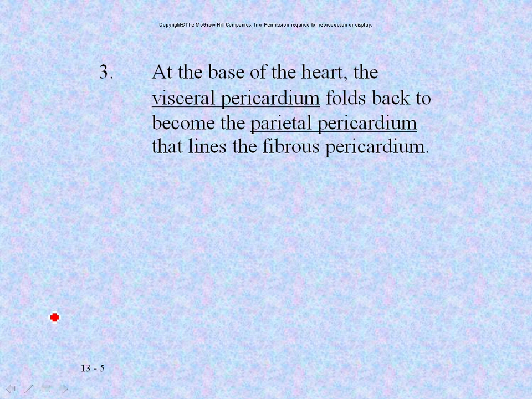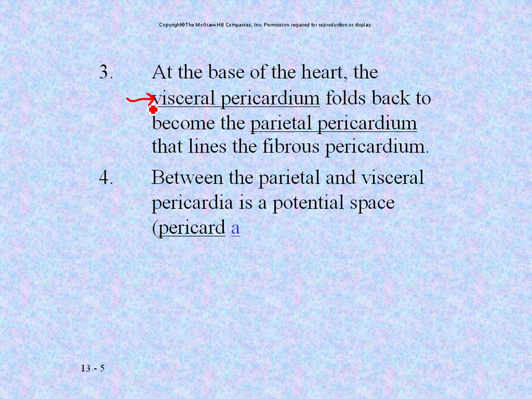Now, the membrane that is lining the sac is called the parietal pericardium, and the membrane that is lining the heart itself, kind of like saran wrap, is called the visceral pericardium. And between those two, we have a space called the pericardial cavity, which is filled with serous fluid.